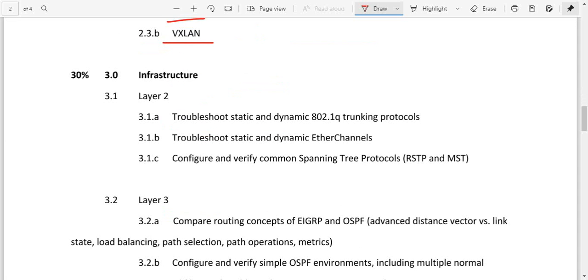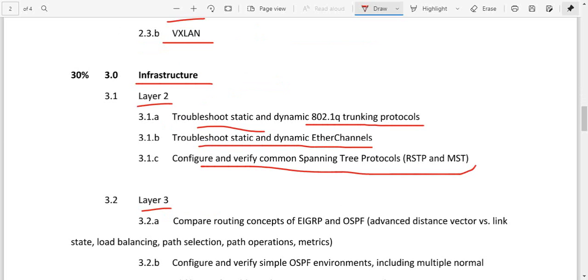30% of the CCNP Enterprise Core examination questions will come from the infrastructure, which consists of layer 2 and layer 3. So in layer 2, how do you troubleshoot static and dynamic 802.1Q trunking protocols? How do you troubleshoot static and dynamic EtherChannels? How do you configure and verify common spanning tree protocols, RSTP and MSTP?